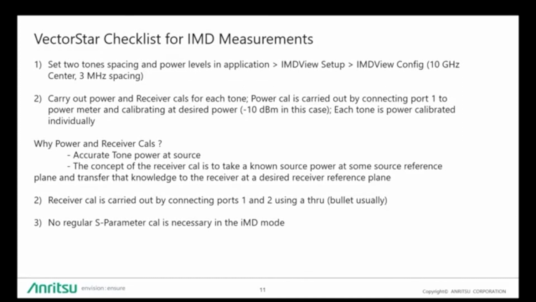And later on I have pictures which show you how these setups look for both power and receiver cal. One thing to note here is you don't need a regular S parameter cal when you're doing IMD, because you're not measuring any S parameters. You're only concerned about the power levels of the tones. Okay, moving on.